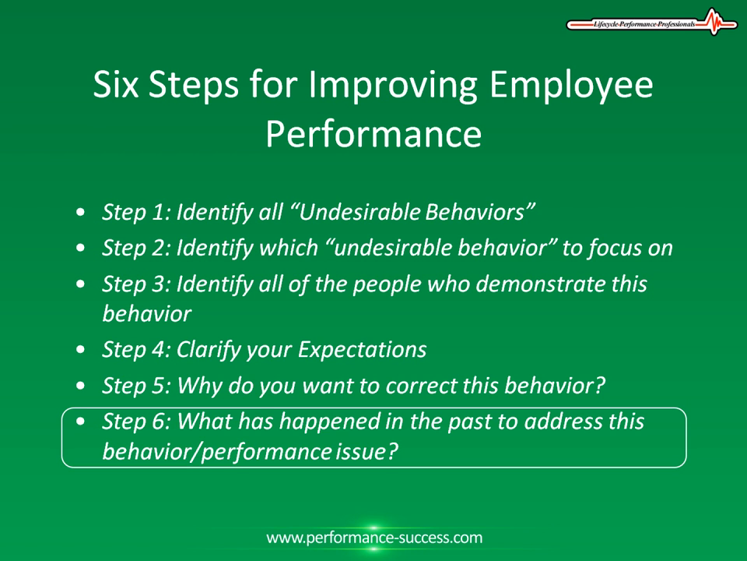So basically, in step 6, you want to say what happened in the past to address this behavior. And now you should have a table that basically shows all the things. It shows the problems. It shows the impact that the problem is having. It shows why it needs to change. And then it shows what happened in the past to address the issue. So now you have a full account of what these problems are, and you should be able to communicate them clearly with the employee.